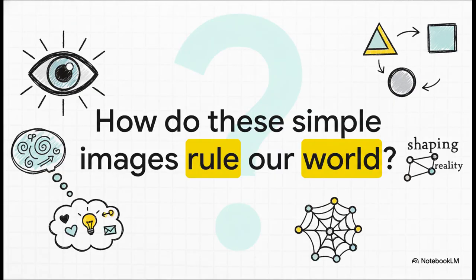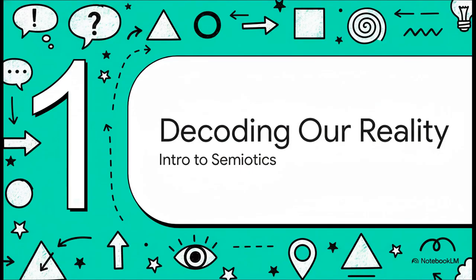So, the big question is, how? How do these ridiculously simple images have so much power over how we think, how we feel, and what we do? Well, it turns out there's actually a science to it. There's a way to crack the code. And that brings us to our topic today.